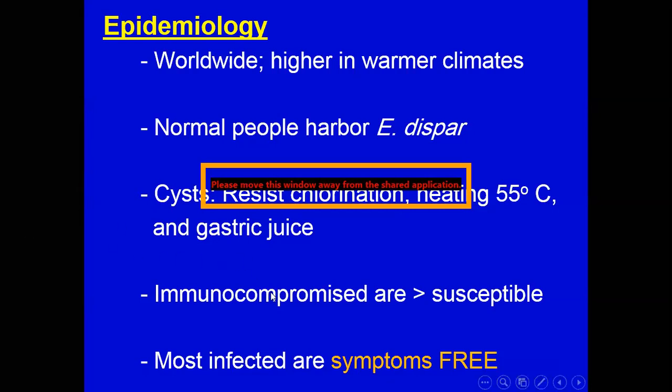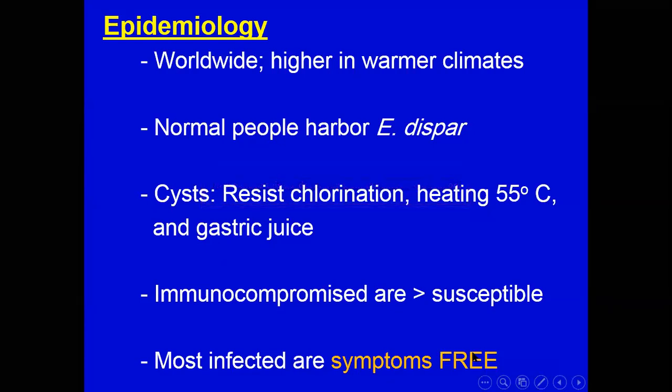Immunocompromised individuals are more susceptible. And most infected individuals are symptom-free, asymptomatic, we said. Most people infected with Entamoeba histolytica are asymptomatic.